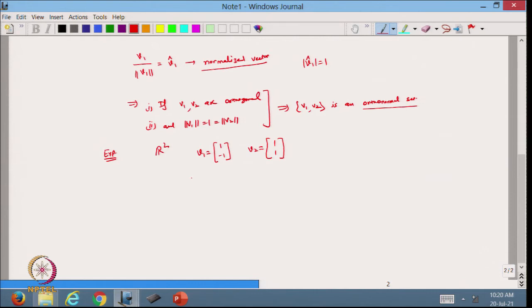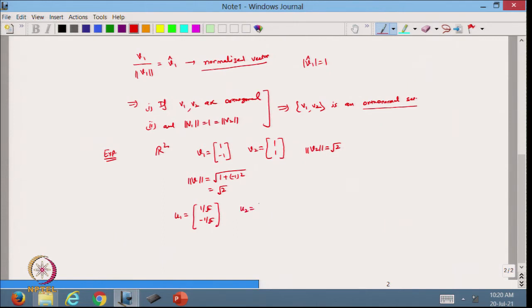Now, if you take the magnitude of this vector, it is the square root of 1 squared plus (-1) squared, so it is under root 2. So its magnitude is not 1. Similarly, if I take the magnitude of v2, that is also under root 2. Now I divide by this, so I can call it u1. So u1 is v1 divided by under root 2, so it is 1 by under root 2 and minus 1 by under root 2.